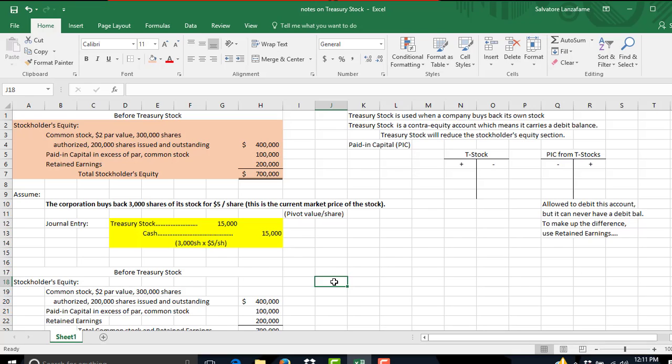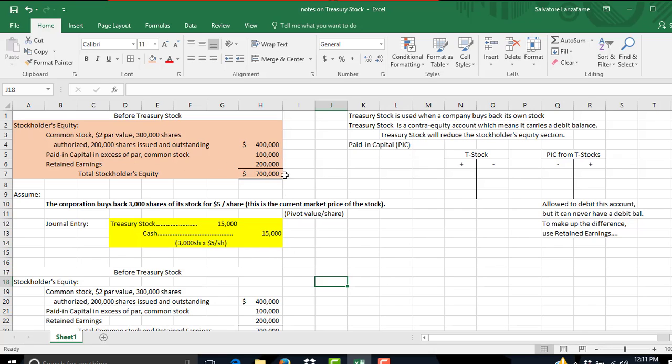If I said bought equipment, you'd debit equipment. If I said bought supplies, you'd debit supplies. Here we're basically buying back our own stock, so we're debiting Treasury Stock. Remember, Treasury Stock makes your equity go down.